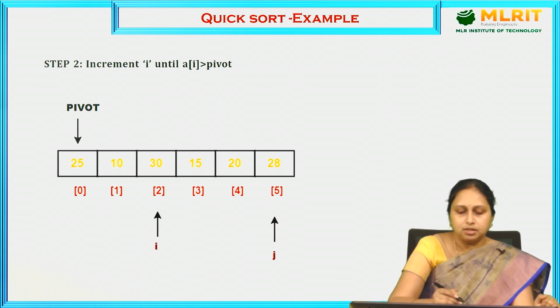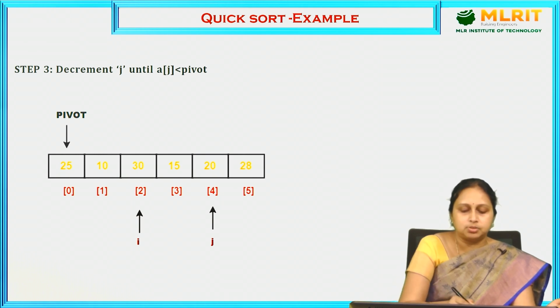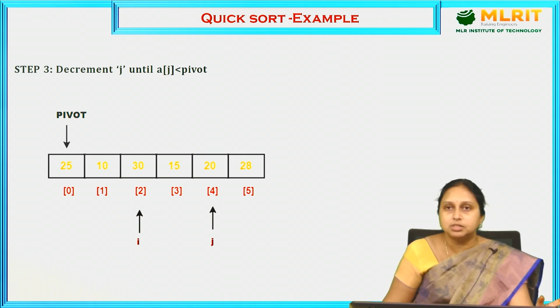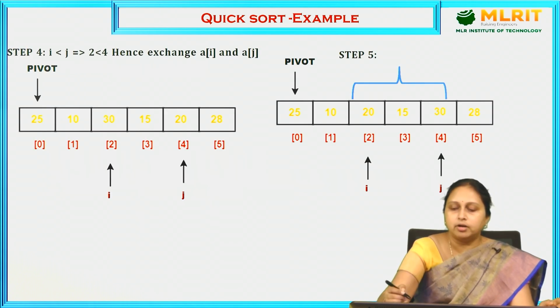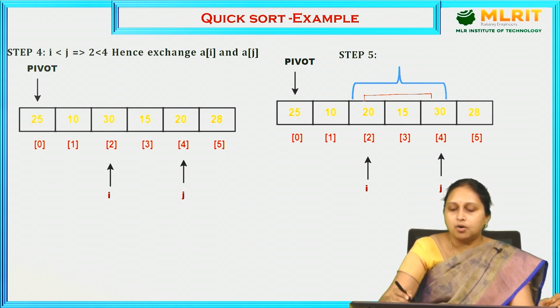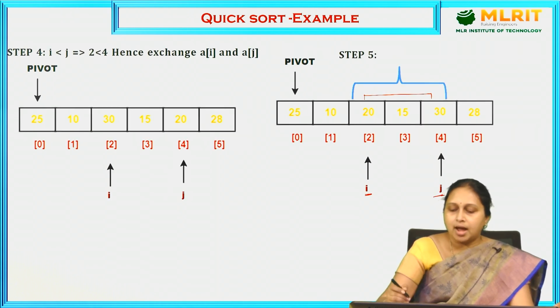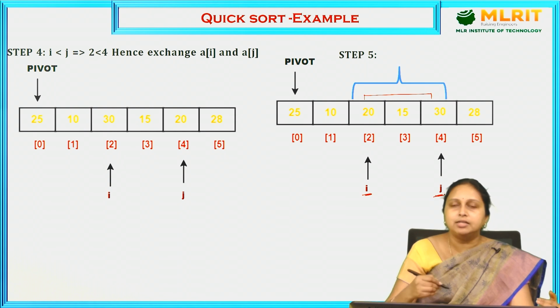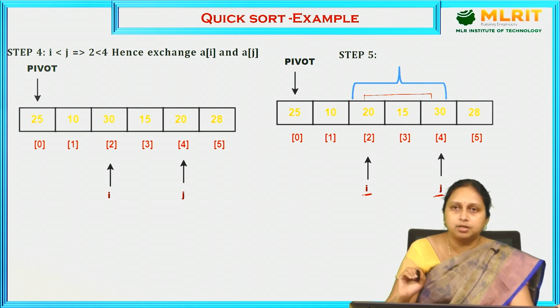Now what is happening? The same steps which I presented in the previous diagram, the same thing has been done. These two are stopped, so we swap these two elements. We have swapped. Now i is at this position and j is at this position. Now come down and let us see the next step. Now i and j are at these positions. Now again we repeat the same steps 3, 4, 5. That is, we check i should be incremented and j should be decremented, and whether i is less than j or not.